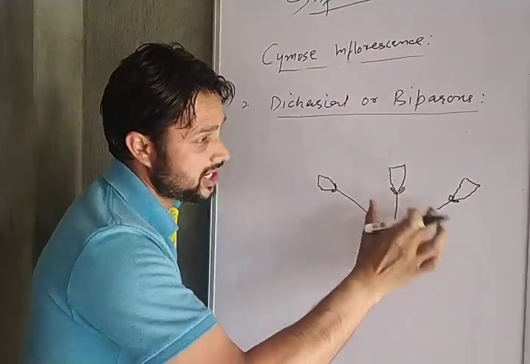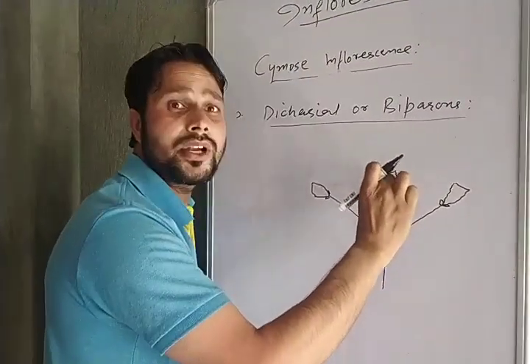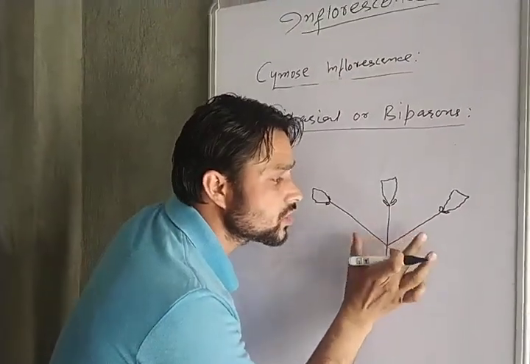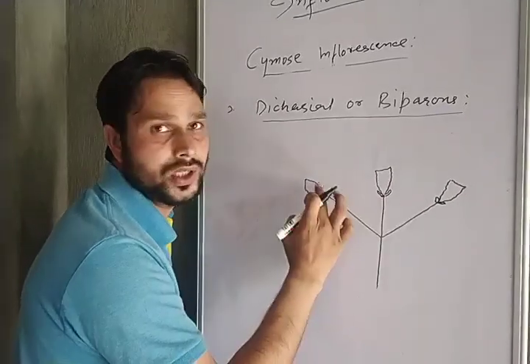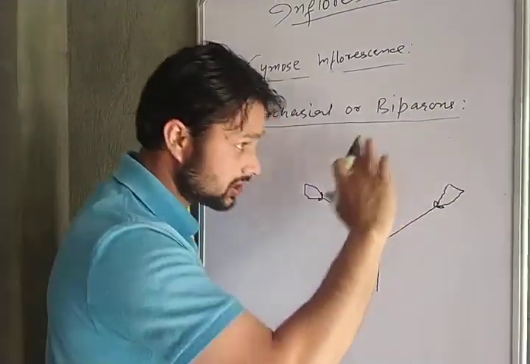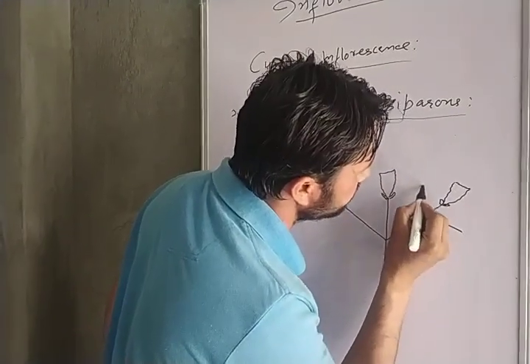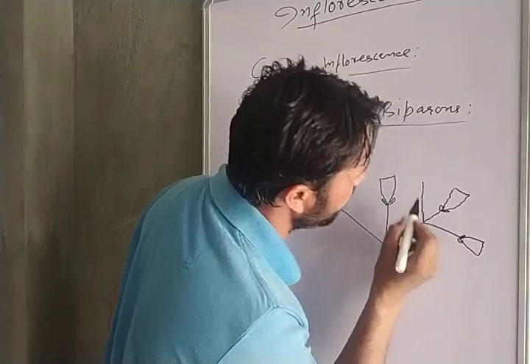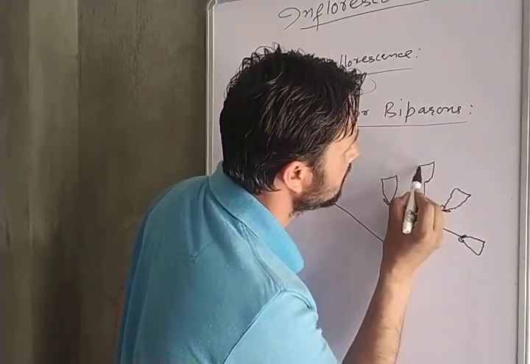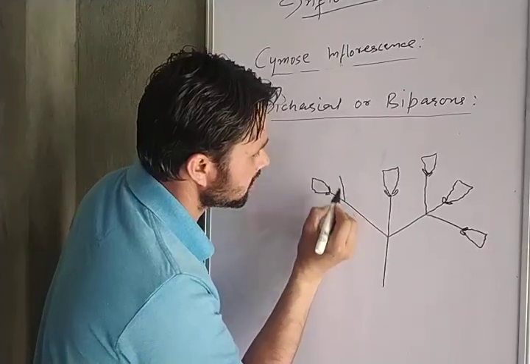See, this is dichasial. This floral axis, when it gets terminated into a flower, gives rise to two branches. Okay, and these two branches again terminate into two flowers. This process continues. These again give rise to two branches. They again terminate into flowers. Here again the process continues.